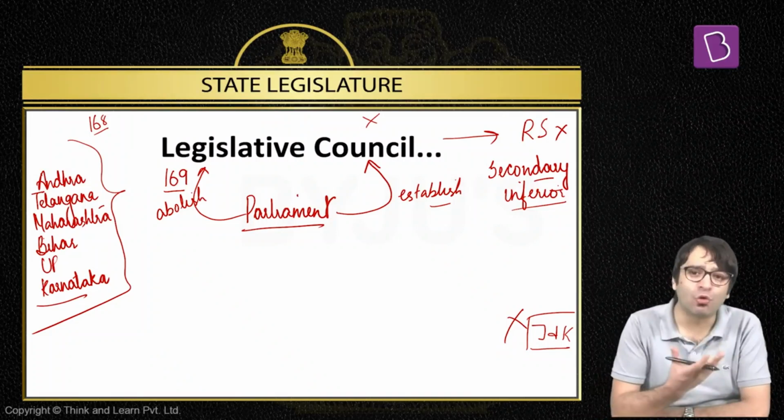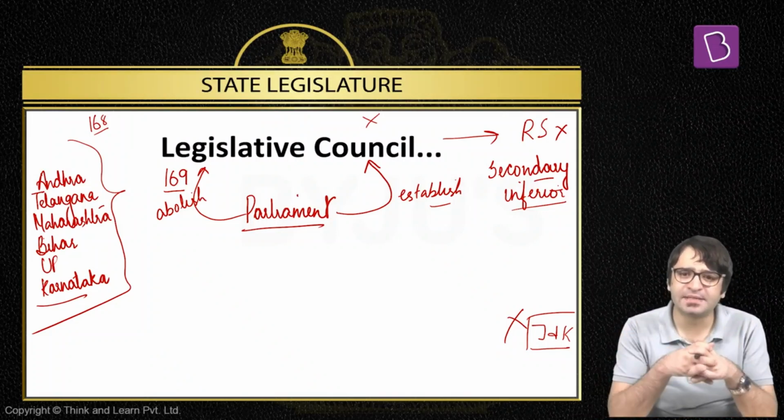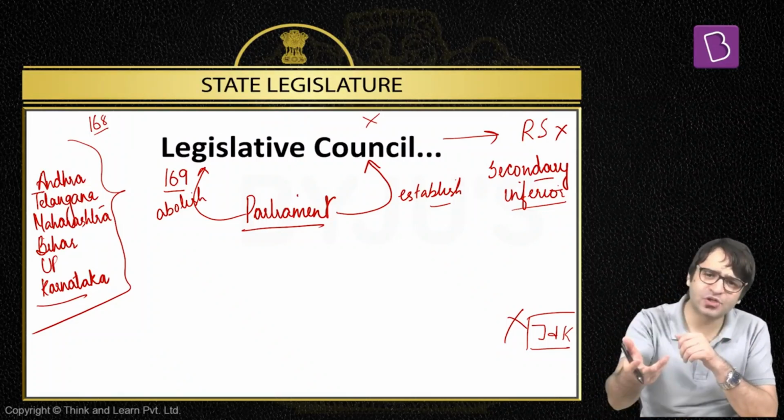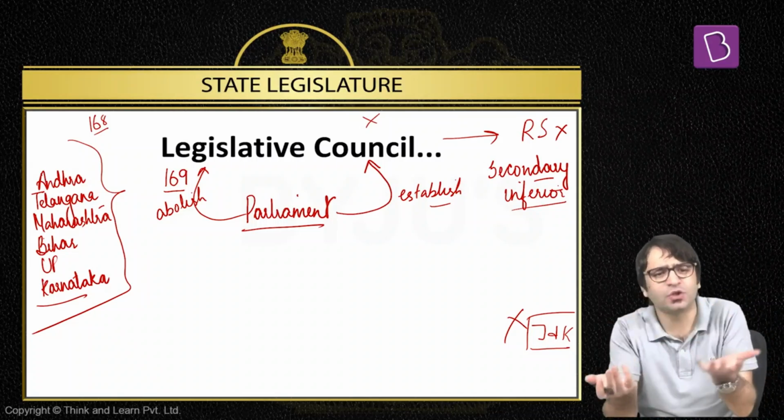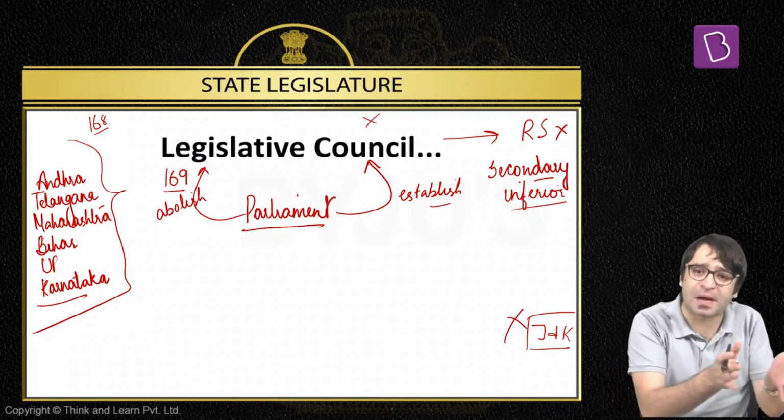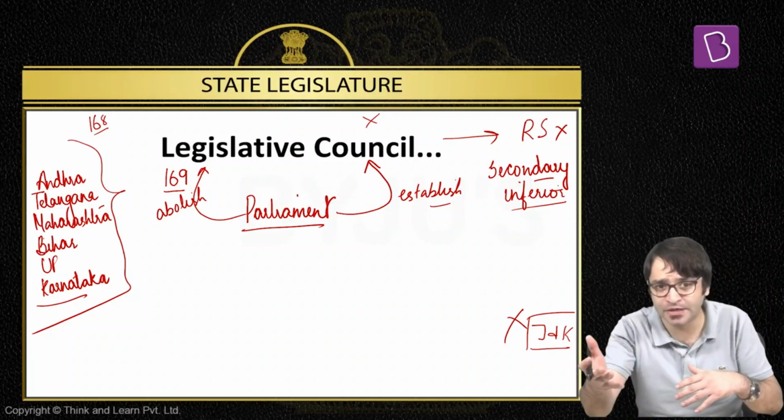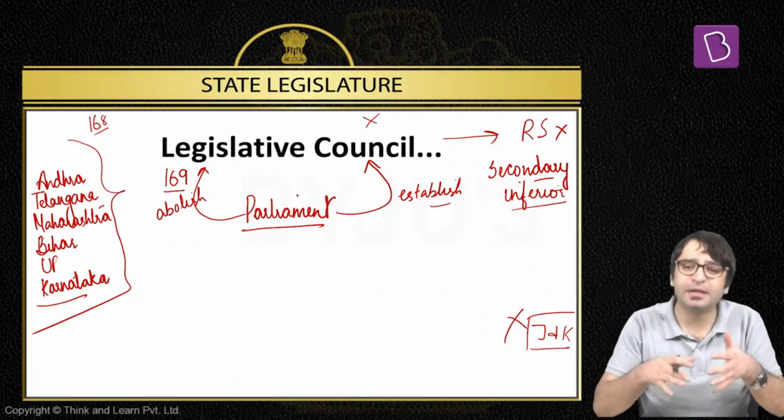But Parliament cannot act on its own. That's why I told you that the Constituent Assembly said, let's give it to the states. If they want to have a legislative council, if they can afford a legislative council, let them have it. If they don't want to have a legislative council, why force them? So under Article 169, this power is given to the Parliament. Parliament can either establish a legislative council where it is not present, or abolish a legislative council where it is present. But Parliament cannot act on its own.